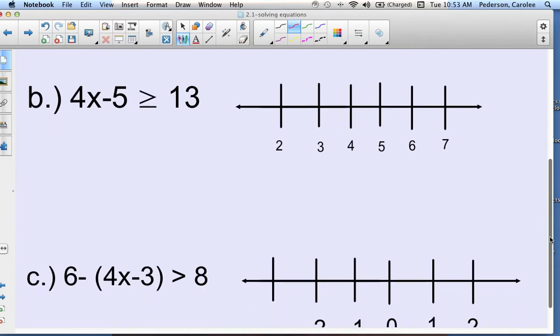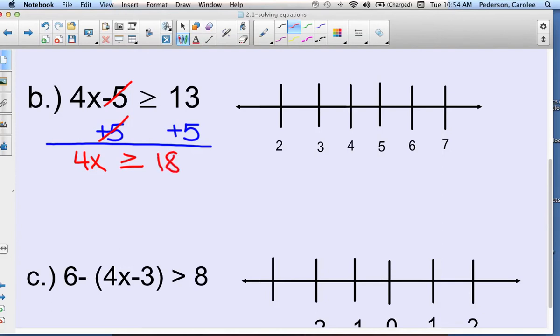This example we want to solve for x. So we want to first add 5 to both sides like we were solving an equation by undoing. And what happens is the negative 5 and the 5 will cancel out. So we're left with a 4x on the left greater than or equal to. And then on the right, 13 plus 5 is 18. Now we're going to divide both sides by 4. So the 4's will cancel out on the left. We have x. No need to change the inequality direction because we're not dividing by a negative 4. We're dividing by a positive 4. And then 18 divided by 4 is 4.5.